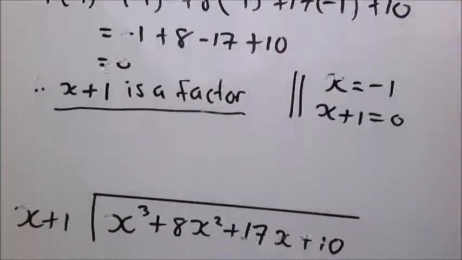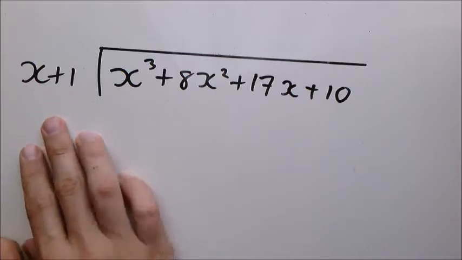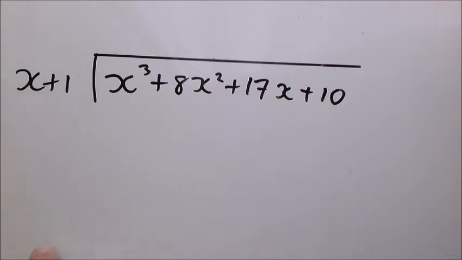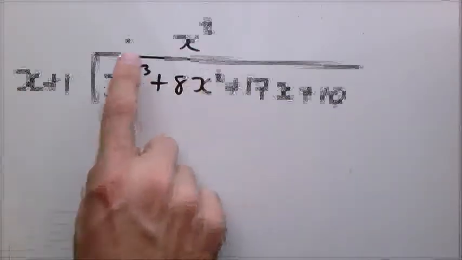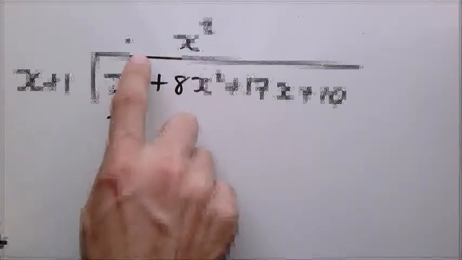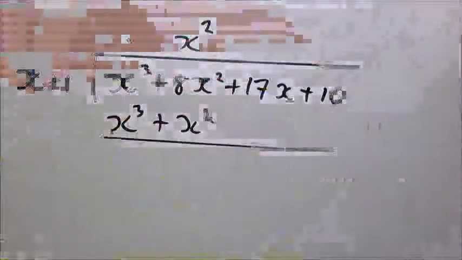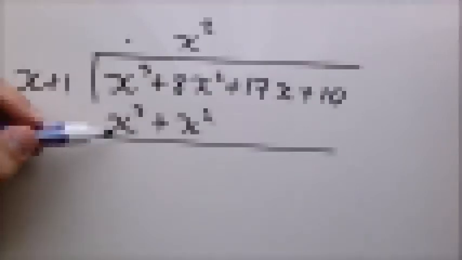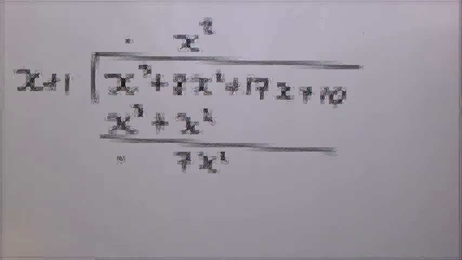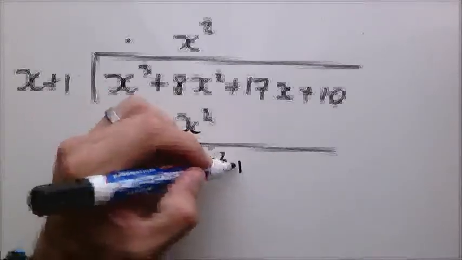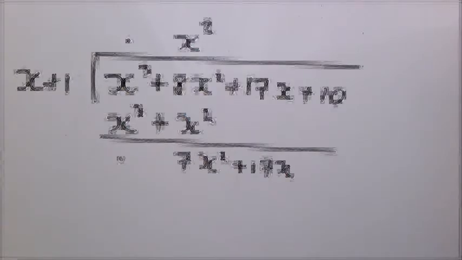Okay, let's do it step by step. So here we go. This is the expression, and this is our divisor. And now we are going to work with it. Okay, so first steps first. x cubed divided by x is equal to x squared. x squared times x is x cubed. x squared times 1 is x squared. And this is a pattern that will repeat all the way through. Now we subtract this from the top term. So x cubed minus x cubed is 0. 8x squared minus x squared is 7x squared. And remember, there's a zero right over there, so 17x minus 0 is just 17x. We can write the 10 here as well, but it's not needed. You'll see now.